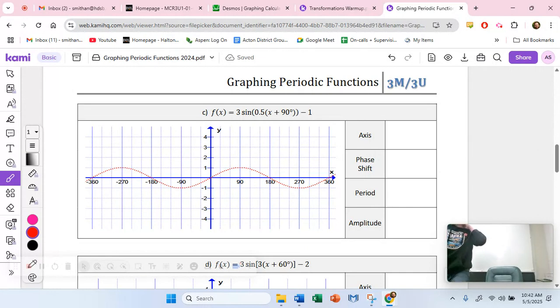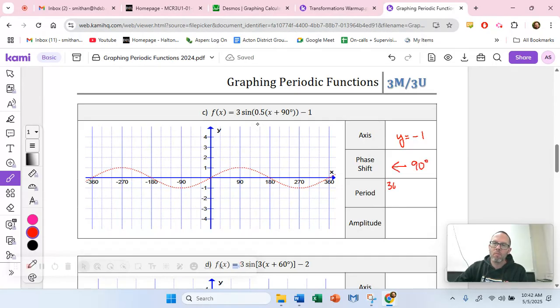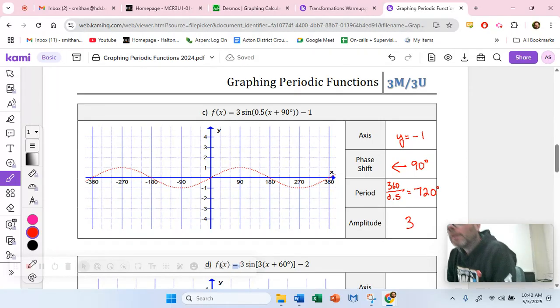All right, I'm going to play catch up with the properties. Contain your excitement, guys. We're going to sketch one with a period of 720 this time. Brand new. It's going to take up one cycle. It'll take up our entire graph. Absolutely.